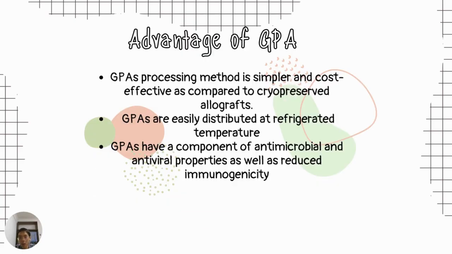Now I will talk a bit about why GPA is more widely used than cryopreserved allograft. First, from the name, we can deduce that cryopreserved needs to be preserved at very low temperature, right? Preferably using liquid nitrogen. Thus, we can see that glycerol or GPA here is no doubt a better choice since it just needs to be preserved in 85% glycerol. Therefore, it is simpler, cost-effective, and easily distributed to all places. In addition, it also has antimicrobial and antiviral properties due to the high glycerol concentration.